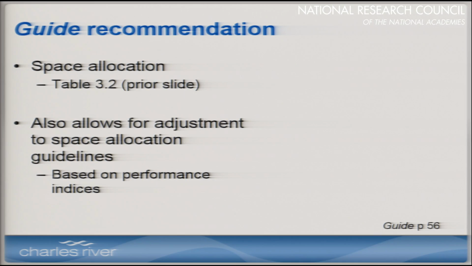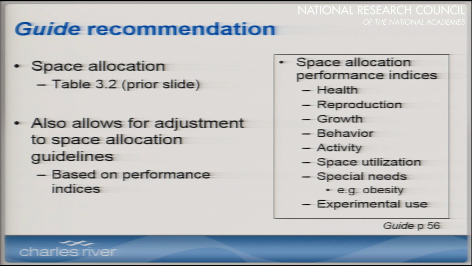So what does the guide recommendation say? Well, the space allocation table is pretty straightforward. I showed that to you earlier. But there's also verbiage in the guide that allows for adjustment to space allocation guidelines based on performance indices. And the guide provides an example of space allocation performance indices that should be considered if you're going to consider alternative space allocation guidelines or densities. And so the guide suggests we should look at parameters such as health of the animals, reproduction of the animals, growth of the animals, behavior of the animals, activity, the space utilization, how much of that cage do they utilize routinely, and how do they utilize it, and then special needs.